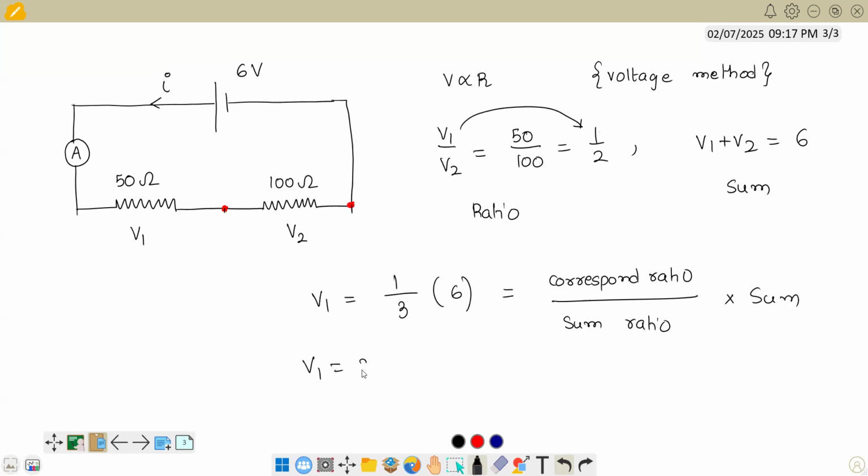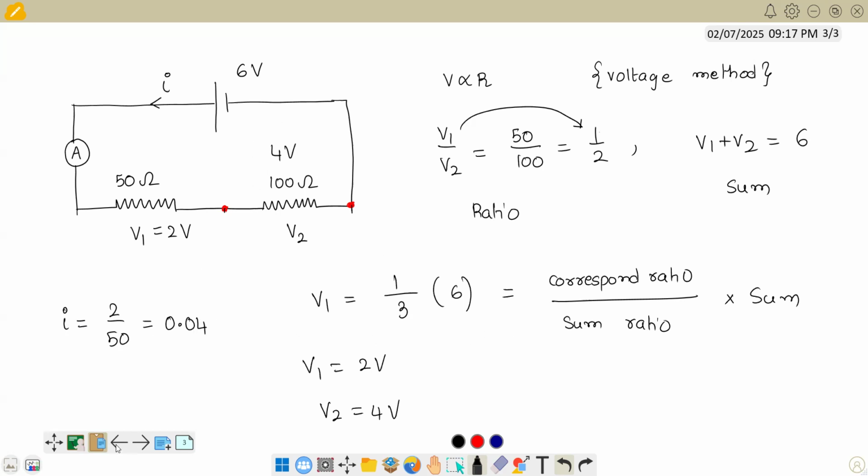So V1 value would be 2 volts. If V1 is 2, V2 would be 4 volts. So directly we got the voltage as 4 volts from this. Once we get voltage as 4 volts and V1 as 2 volts, how can you find the current here? Current is very simple. You do anything by anything, you will get your answer. So basically voltage by 50, so it would be 0.04, or you can do 4 by 100, again you will get 0.04.